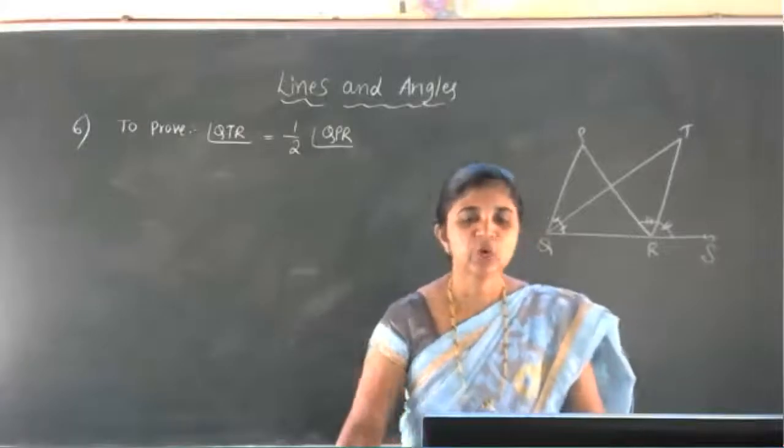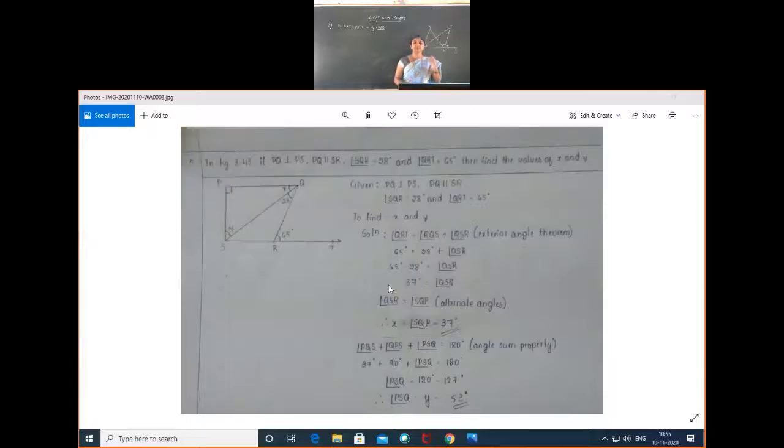Okay, so we'll continue the discussion of the third exercise of the lines and angles topic, and the four problems we finished in the last video. So now we are in the fifth problem discussion. What is that fifth problem?